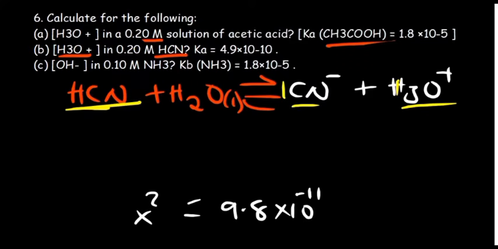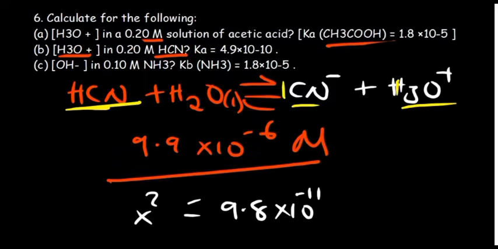So we basically have 9.9 times 10 to the power negative 6 molar concentration. So what you found is the concentration of that ion and also the hydronium ion. So finding the equilibrium concentration for this would be subtracting the initial with what we found. But in this case, we are interested only in the concentration of the hydronium ion.